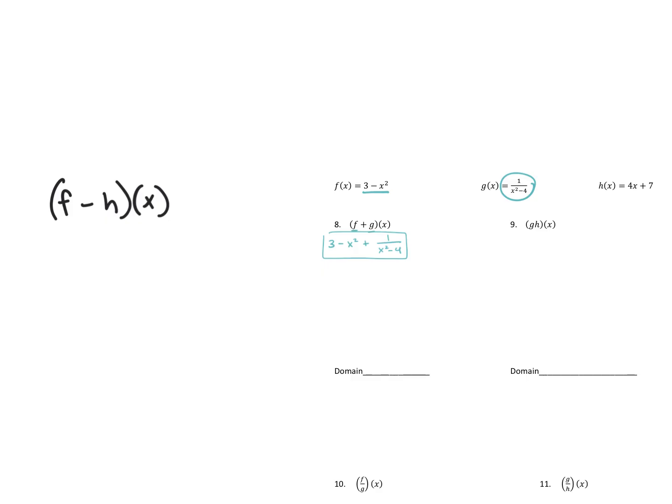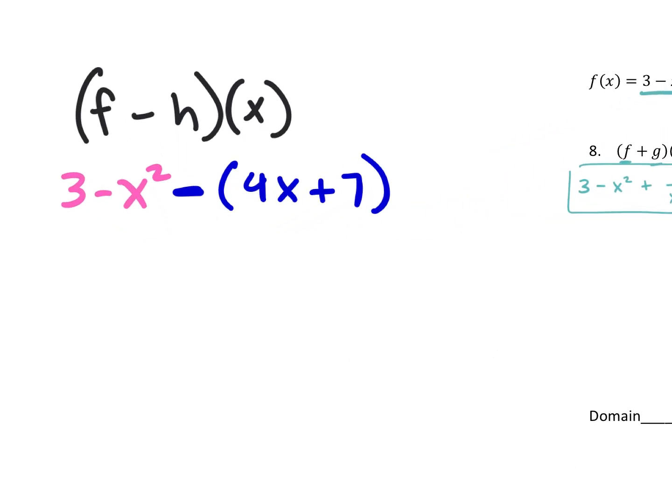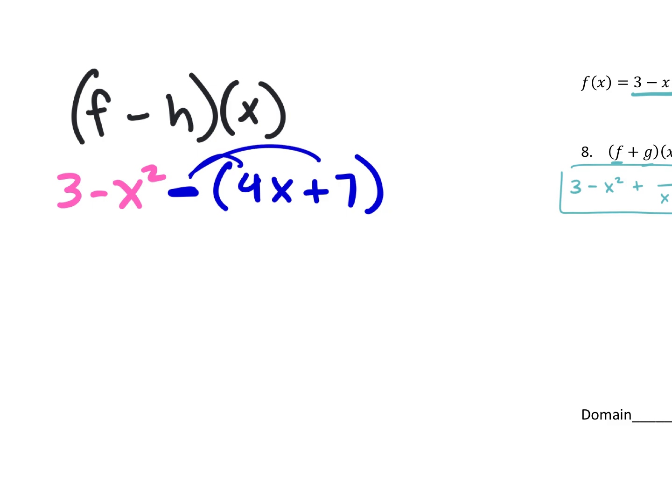So we're going to use the third equation. So f is 3 minus x squared. Then be careful when you are subtracting the third one. So minus, put the third equation in parentheses, 4x plus 7. Because when you're subtracting, what do we have to do? Distribute the negative. So when you're subtracting, put the second one in parentheses because you're going to have to distribute the negative. So here we have 3 minus x squared minus 4x minus 7.